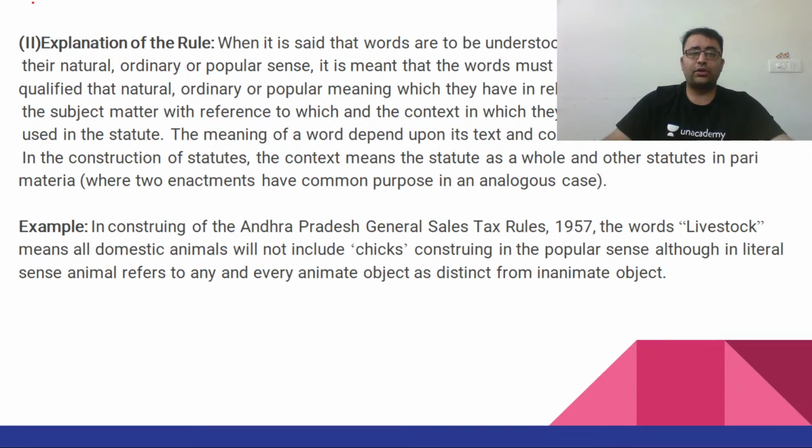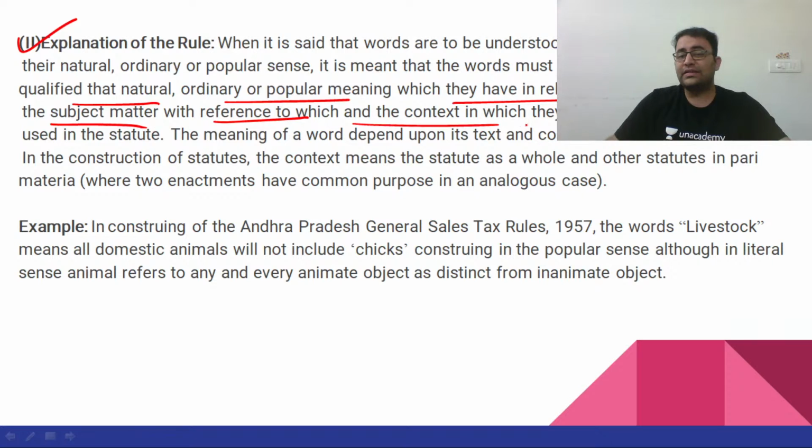Okay, then let's look at the next one, explanation of the rule. When it is said that words are to be understood first in their ordinary, natural and popular sense, it is meant that the words must be qualified, that natural, ordinary or popular meaning which they have in relation to the subject matter with reference to which and the context in which they have been used in the statute. The meaning of the word depends upon its text and context.